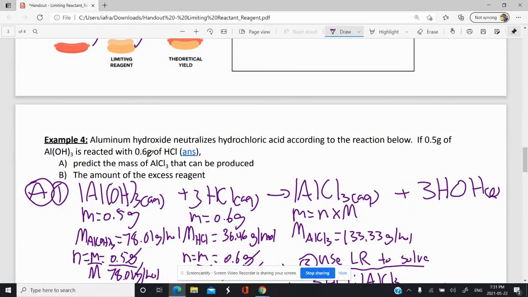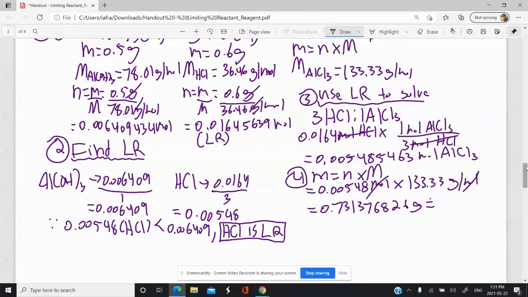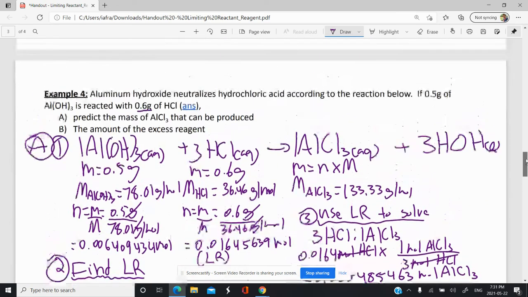So it looks like our hydrochloric acid was our limiting reactant, only 1 sig fig there. So to 1 sig fig, that would be 0.7 grams. So therefore, approximately 0.7 grams of AlCl3 are produced. That would be the mass of the AlCl3 produced. So that there is how you would go about finding your answer using a simple limiting reagent sort of problem.